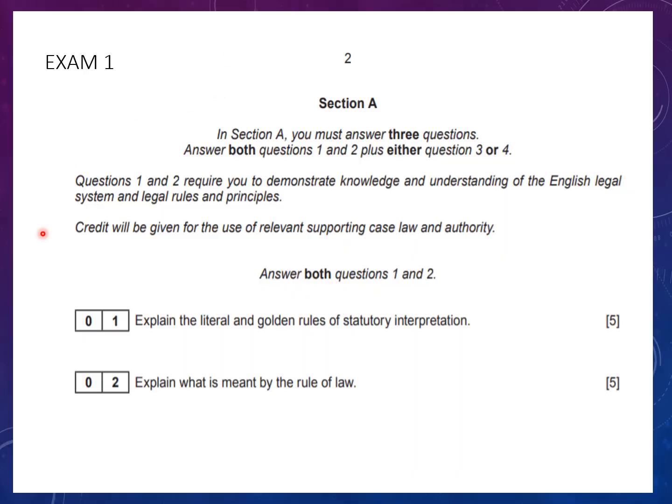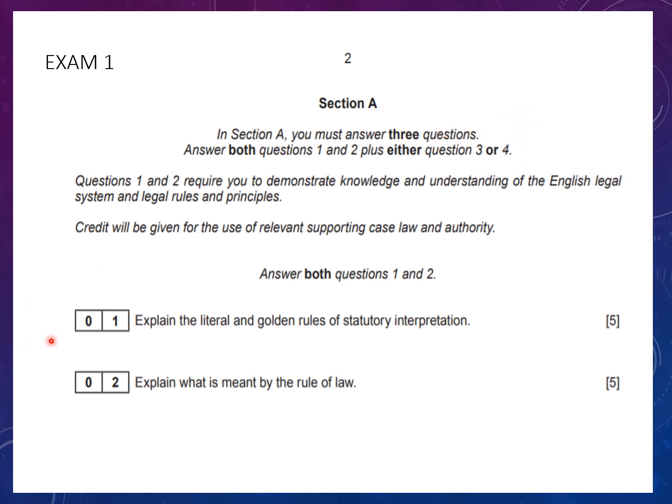So if we take a look at section A then, these are some examples of 5-mark questions that you could be asked. Remember, you want to be spending about 9 minutes on each of those. In section A, you have to answer a total of 3 questions. You have to answer questions 1 and 2. You don't have a choice there. Plus, I'll show you on the next slide, either question 3 or 4, which is your scenario type question.